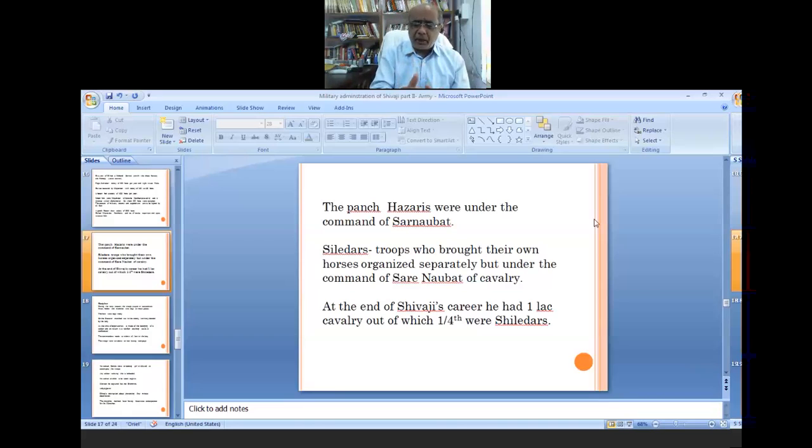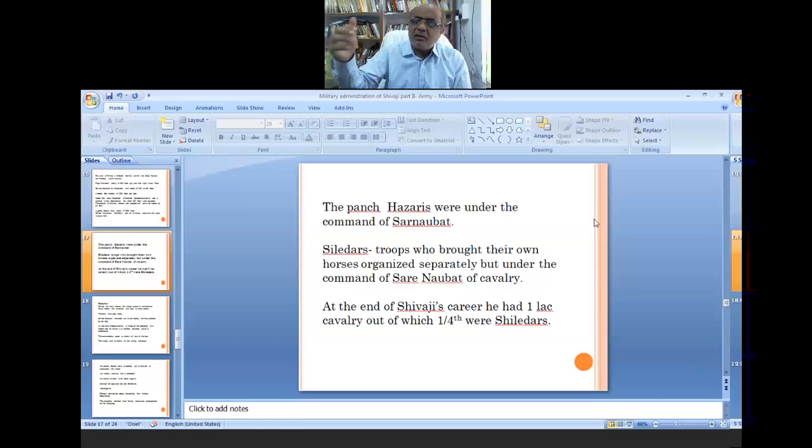Now, apart from the Pagas and Bargirs, there used to be people called Shiledars, and they differed from the Pagas and Bargirs. Shiledars were not in the regular service of the state, but would join the forces at the time of war. These Shiledars used to bring their own horses, and they were organized separately on the same pattern. For example, if 25 Shiledars join together, one person will be appointed as a Havaldar, and for 100 Shiledars there will be one Jumladar, and so on and so forth.